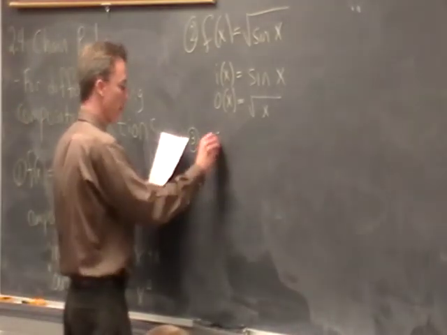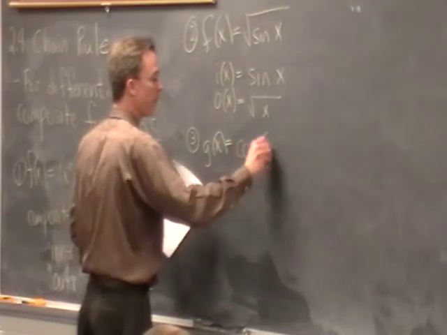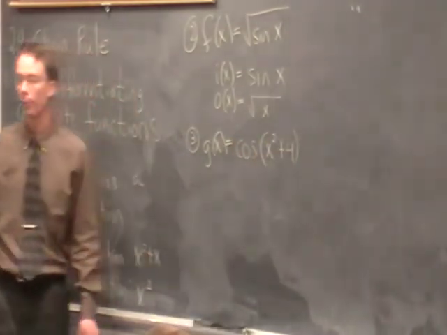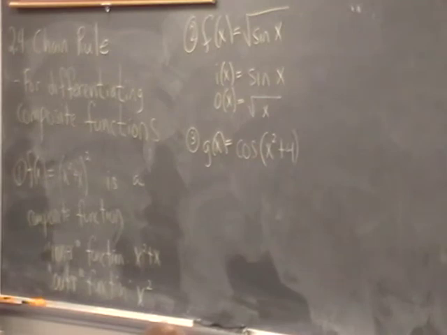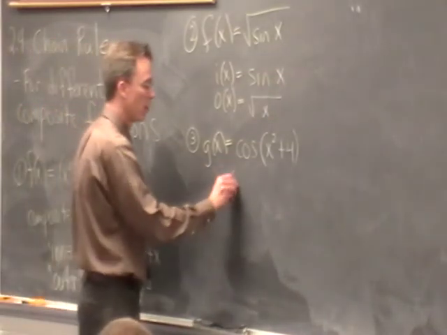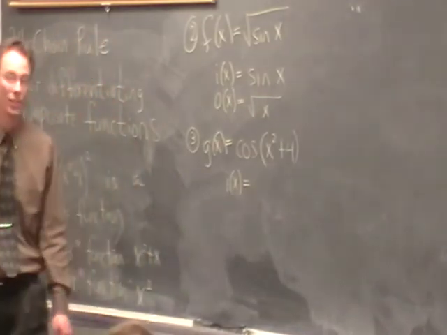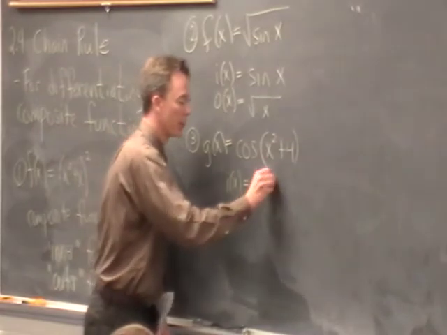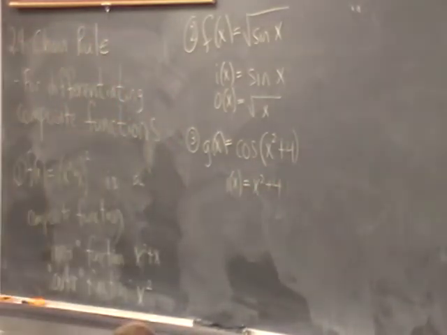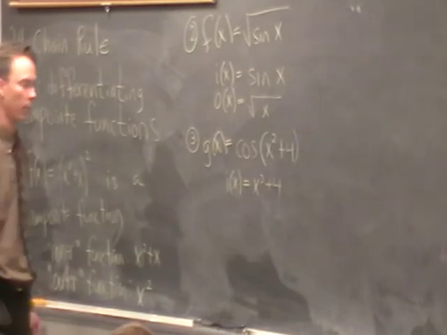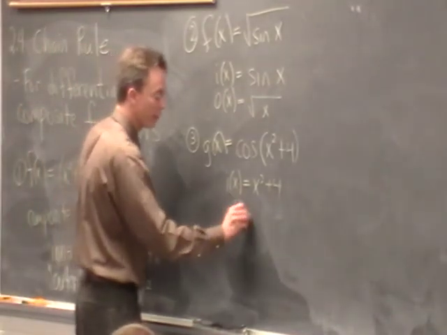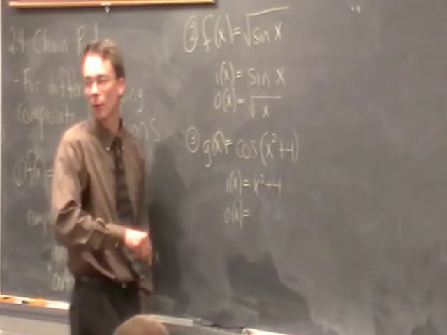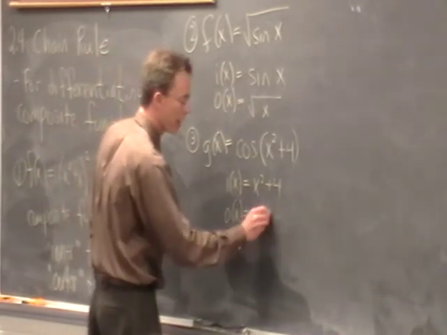How about g of x is cosine of quantity x squared plus 4. Your inner function here, what's the function that's having something done to it? Yeah, the x squared plus 4 is what's being operated upon. The outer function is the operation that you're doing to it. What are you doing to x squared plus 4? The cosine of it. So yeah, cosine x.